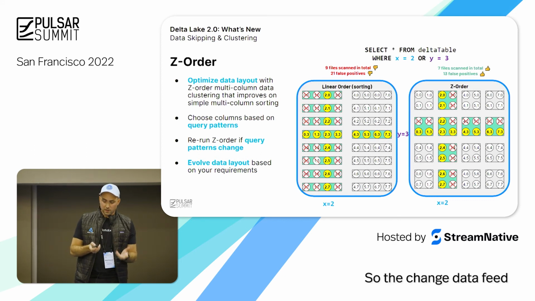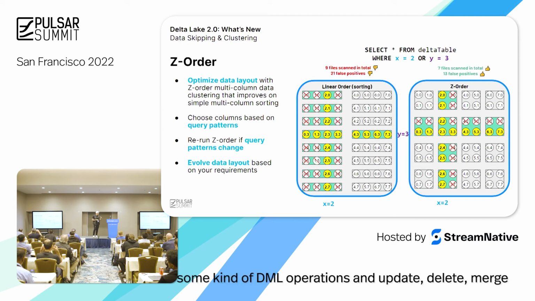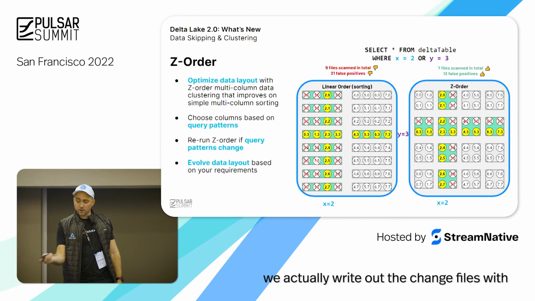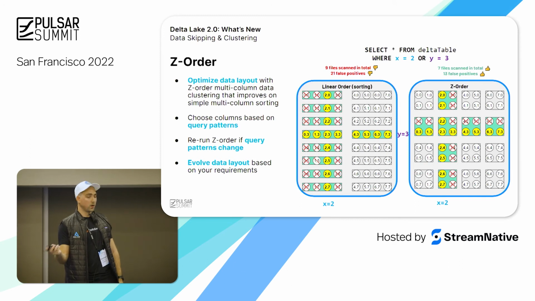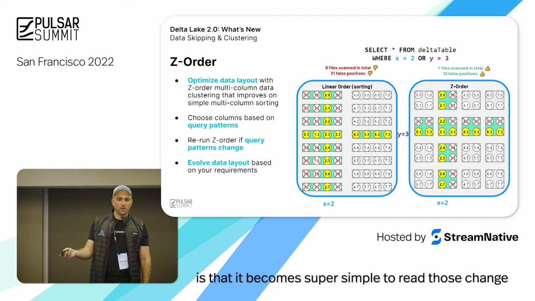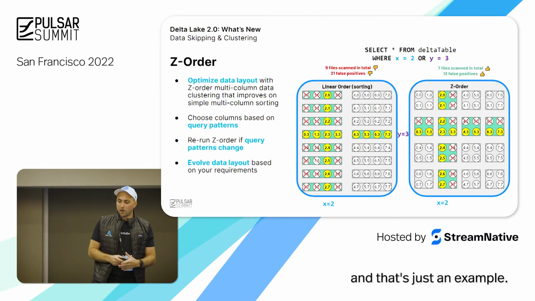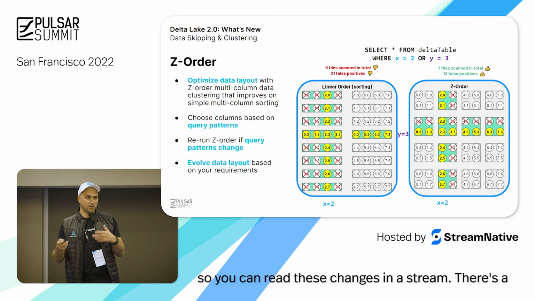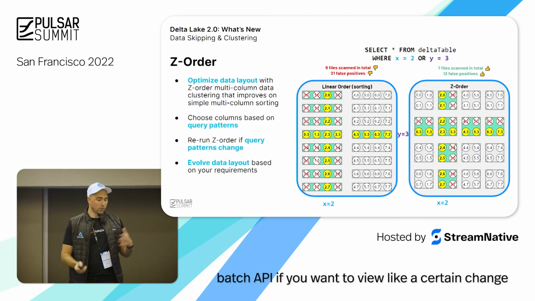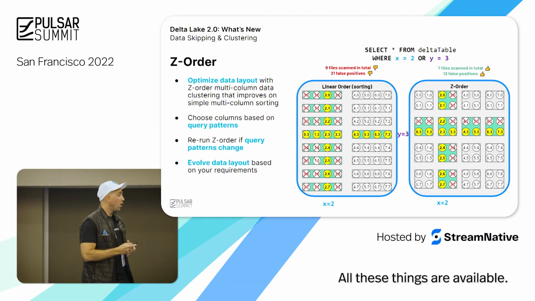So the change data feed feature, which is live in Delta Lake 2.0, basically implements this. As part of going from file 1 to file 2 in between versions, when you do some kind of DML operation, an update, delete, or merge, we actually write out the change files with the new version, right? So it becomes super simple to read those change data feeds in the future. Now you can create incremental pipelines. And this is just an example. For instance, there's a streaming API, so you can read these changes in a stream. There's a batch API if you want to view a certain change data set for a certain date range or version range. All these things are available.